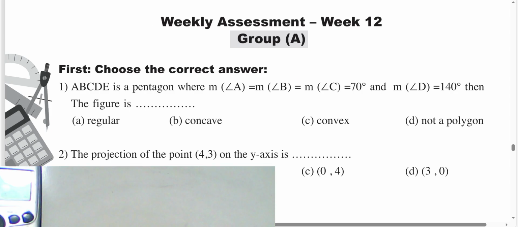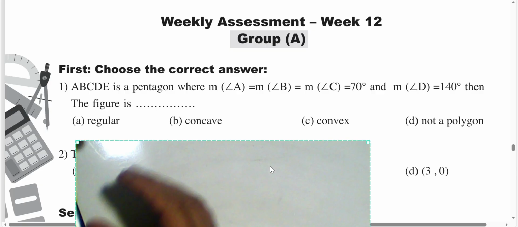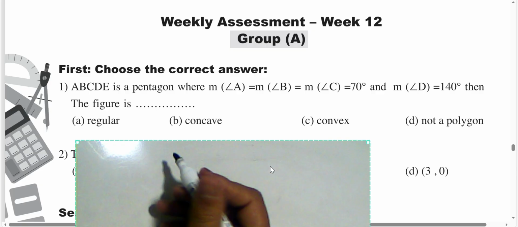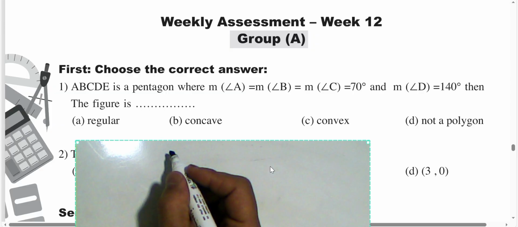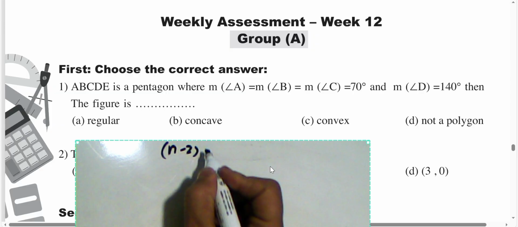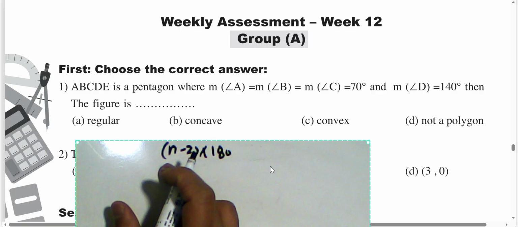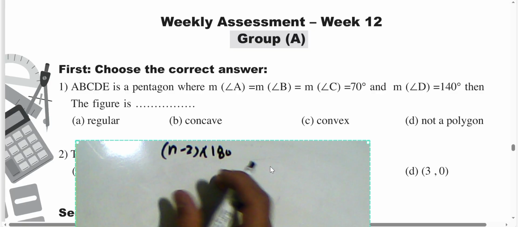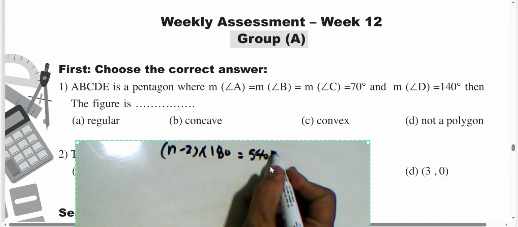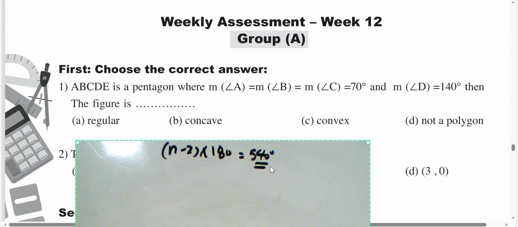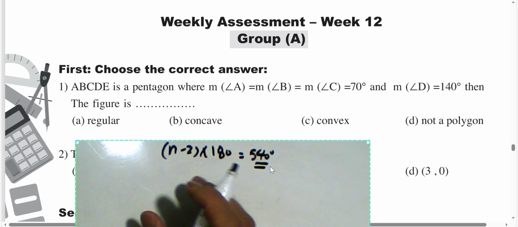We can use a calculator to find the missing angle because the sum of the interior angles of a pentagon equals 540. You can use this rule to find the sum of interior angles of any polygon: n minus 2 times 180. We have a pentagon with 5 sides. 5 minus 2 is 3. 3 times 180 is 540 degrees. The sum of the interior angles equals 540 degrees. We must find the fifth angle here.